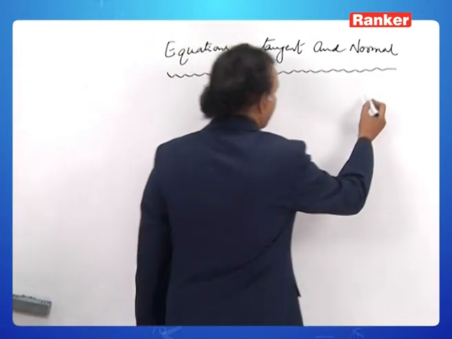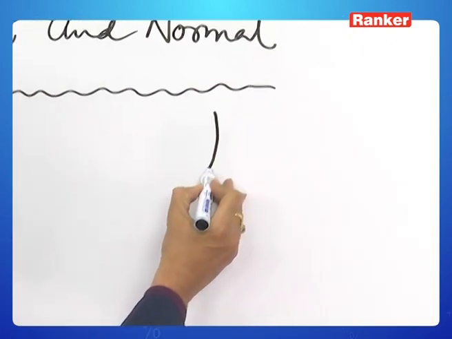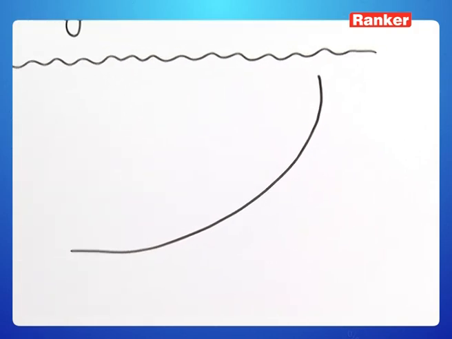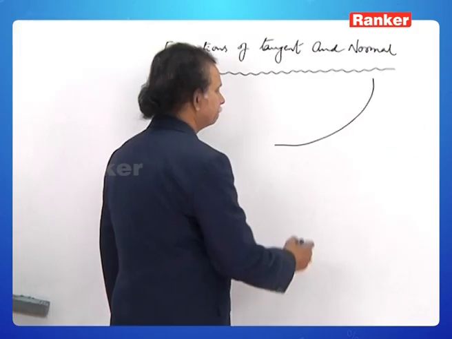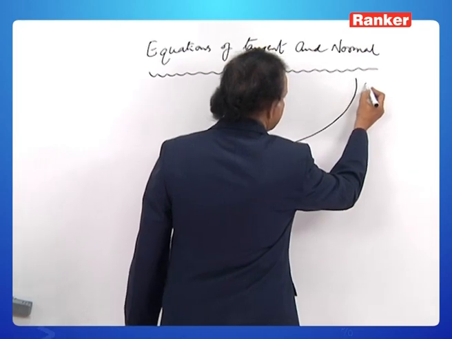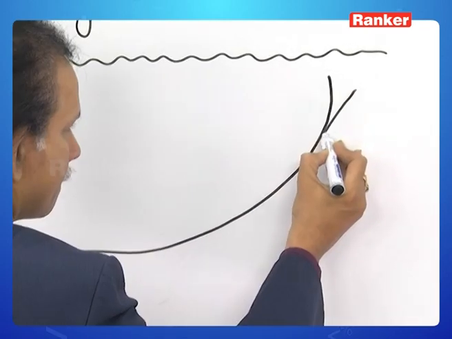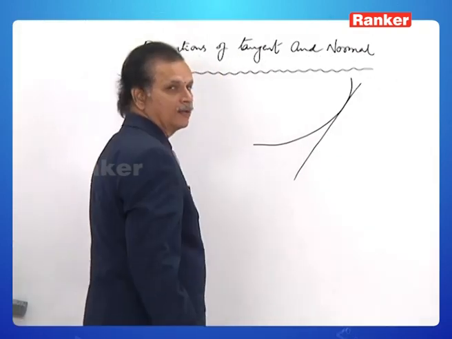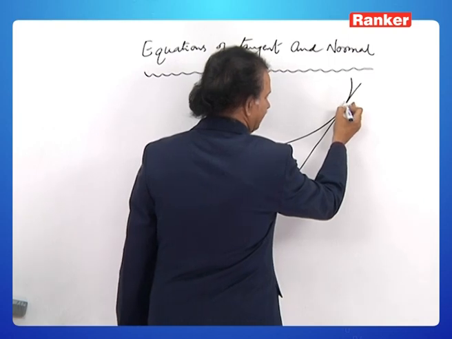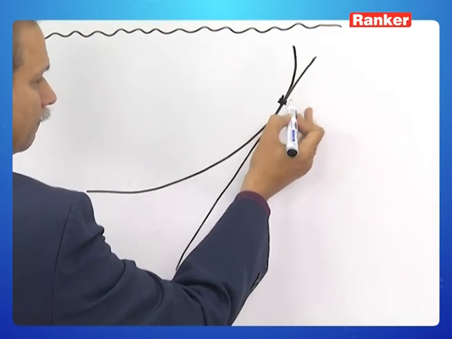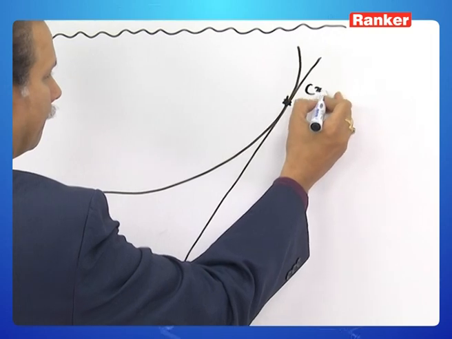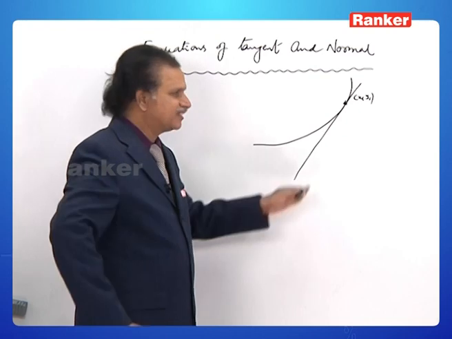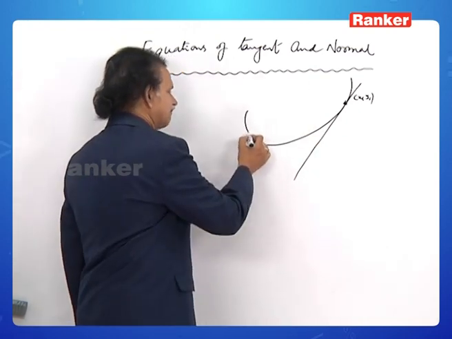Look here. Let this be the curve y equals f(x). Let this be the point (x1, y1). Automatically, this is the tangent at the point (x1, y1) on the curve.